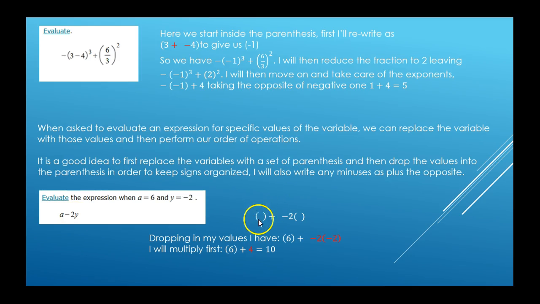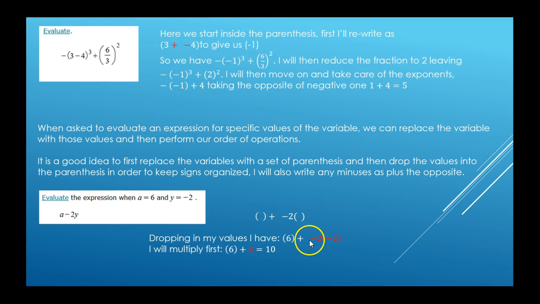Now, a good thing to do just to keep your signs organized is to first replace your variables with parentheses. This way, if one of your variables is negative, you don't lose that negative sign when you replace the variable. So a is 6 and y is negative 2. So we have 6 minus 2 times y, which y is negative 2.